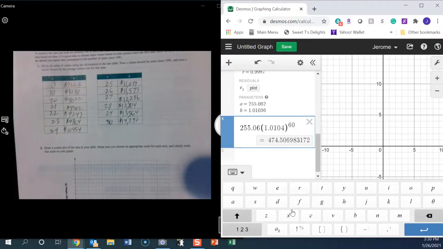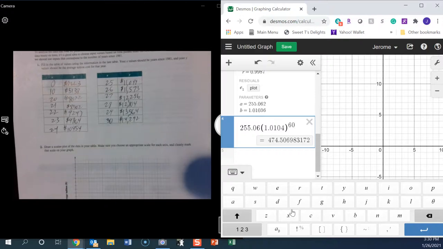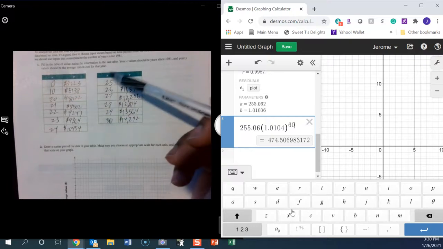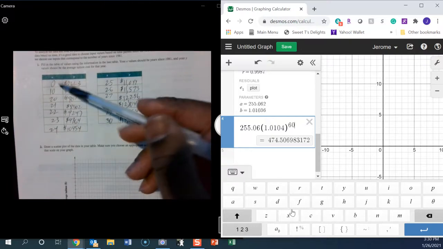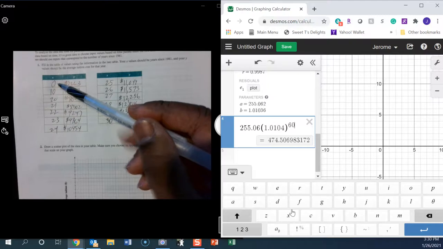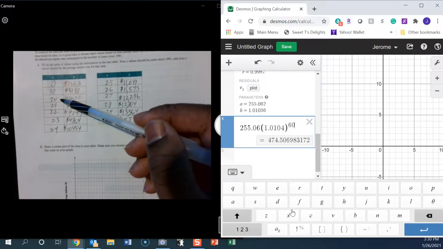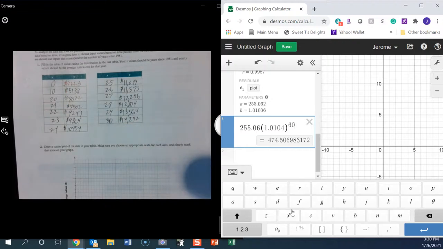They told us to fill in the table of values using the information in the last table, which we did. These are all the values from the previous page, but we converted the years to years since 1981. So instead of 1981, we put 0. Then it's supposed to be 1991, and then 2001, then 2002, and so on.